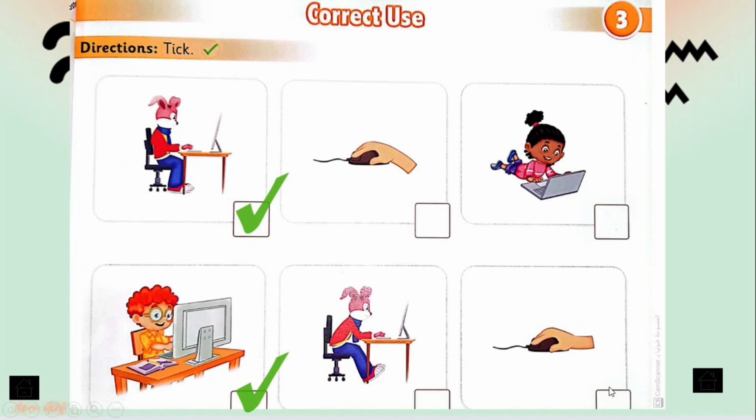Okay, what about this one? Yes, the hand is straight. This is the correct way to use the mouse. Okay, try to solve it, all of you, in your book. Try to write the correct answer.